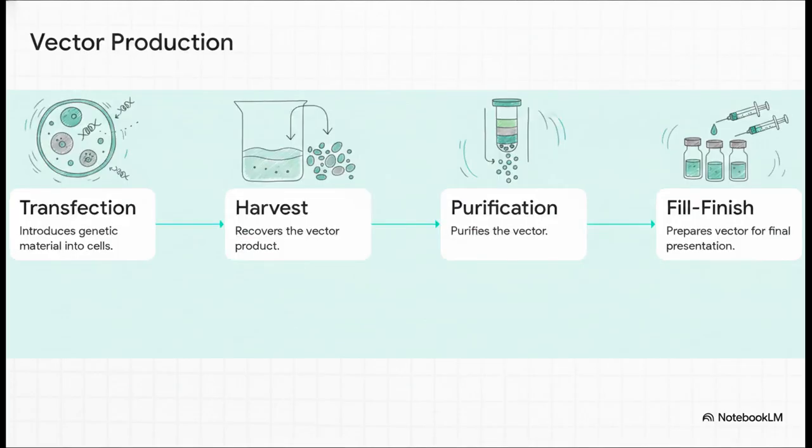But wait, what about the vectors that often deliver those genetic modifications in the first place? Well, vector production is this highly orchestrated downstream sequence. It kicks off strategically with transfection or infection, introducing genetic material into producer cells. From there, we move to harvest and clarification to actually recover the vector, followed by some really rigorous purification and concentration. Finally, just like we did with the cells, we end up with formulation and fill finish to prep the purified vector for its final presentation.